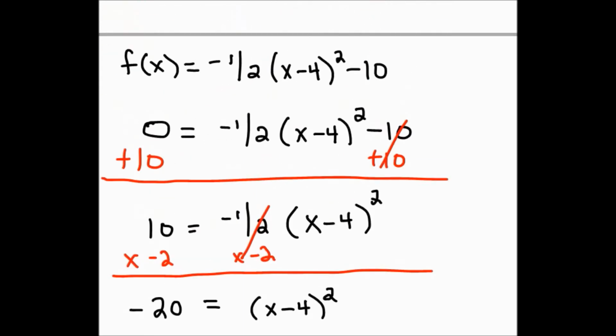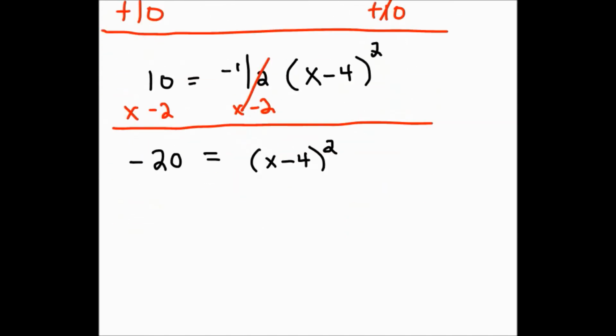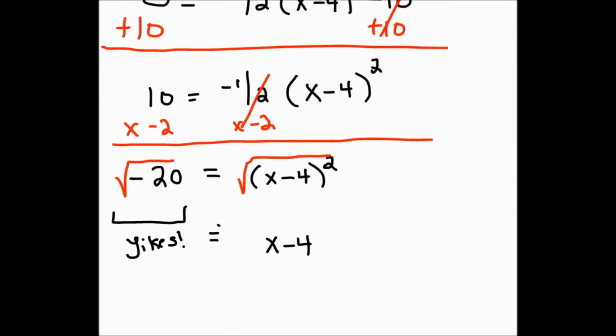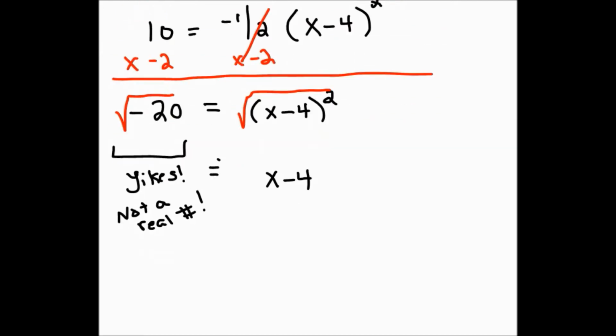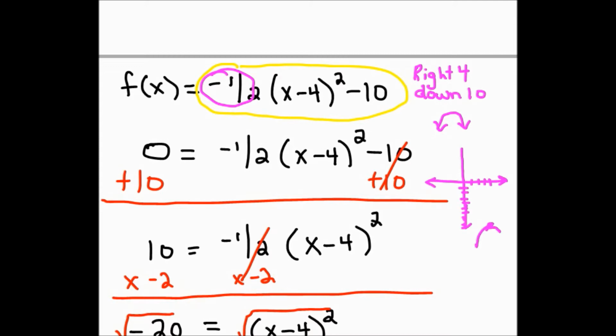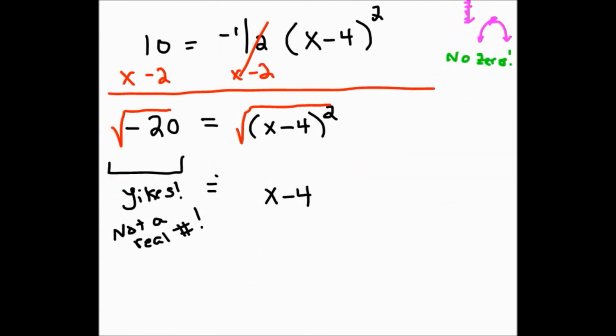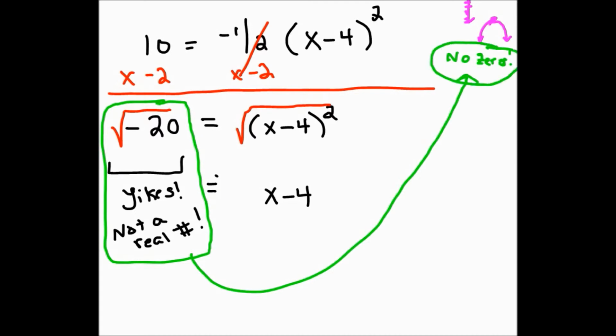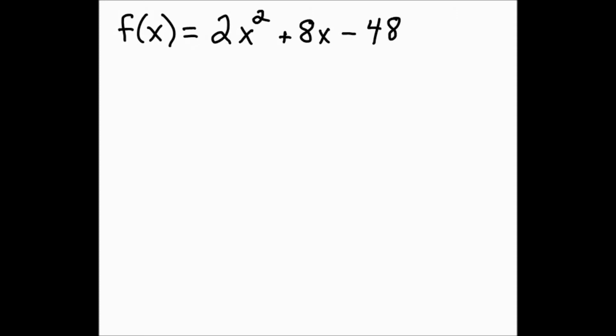Just checking my work here. Something's bothering me, but I will show you what that is right now. When I go to take the square root, on the right hand side, I can't take the square root of a negative number. That's not a real number. So if I look at my function up here, I know this moves the parent function right 4 and down 10, and my a value is negative, which means, oh yeah, there are no zeros. So when you wind up taking the square root of a negative number, that's going to tell us that we aren't going to have any real number zeros.